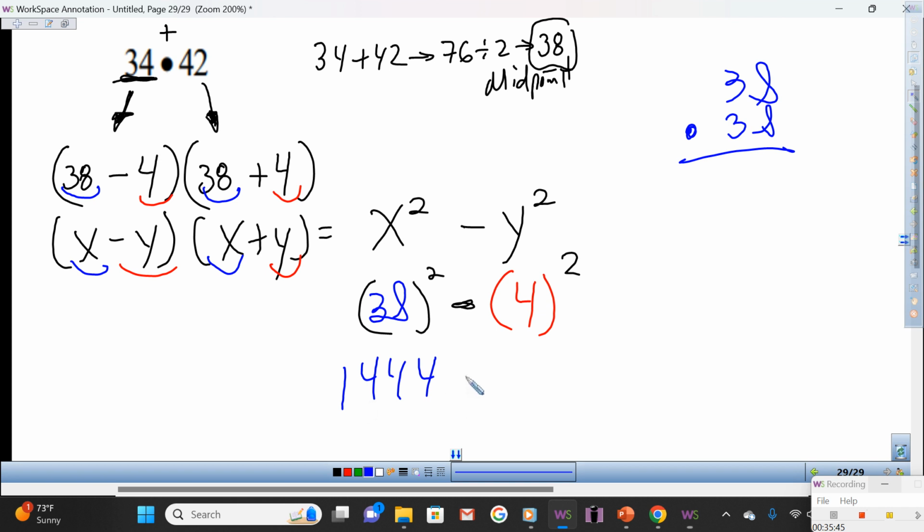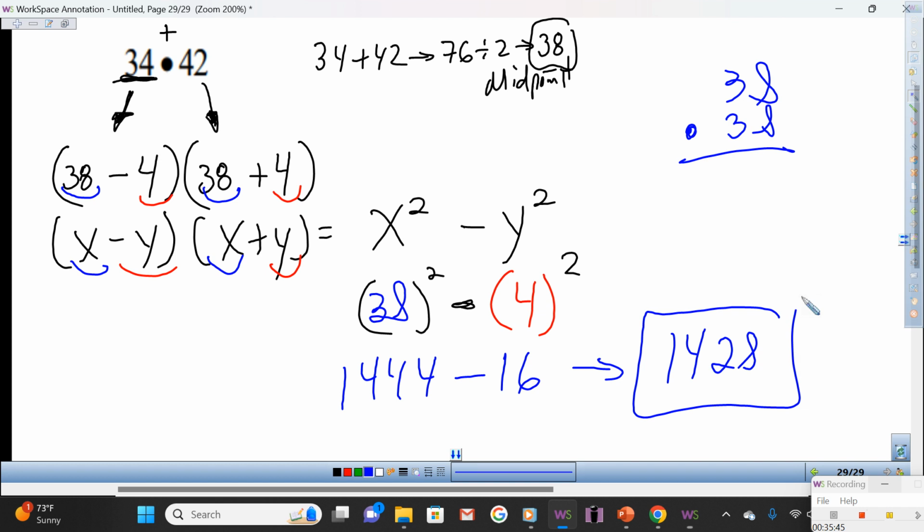1,444, very good. Minus 4 squared is 16. Therefore, 1444 minus 16, total is 1428. And that's how you do those. Now, before we move on, this was number what on the study guide?